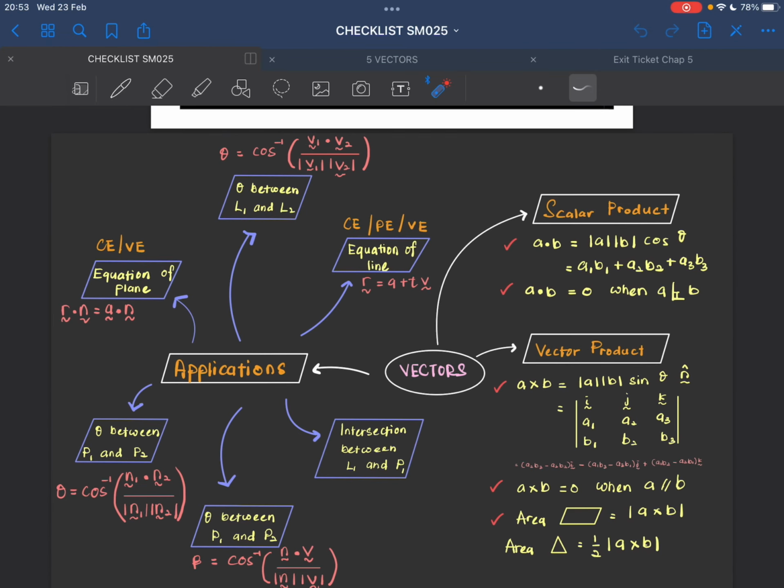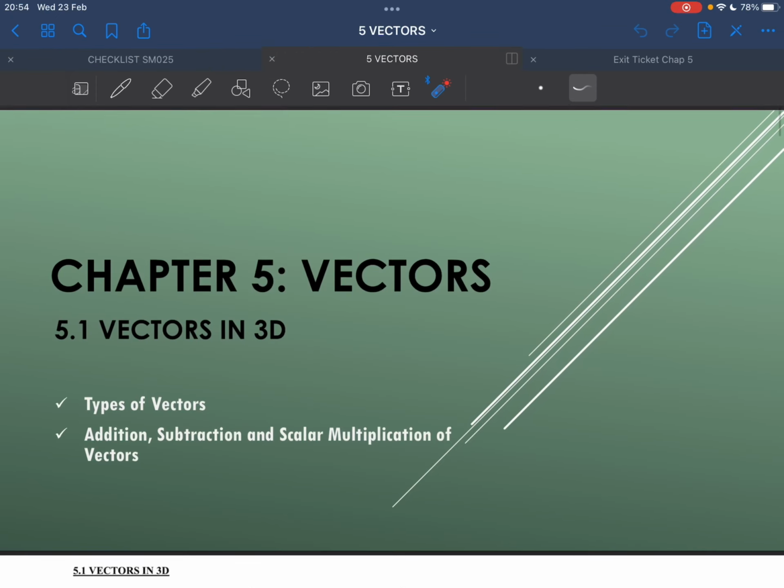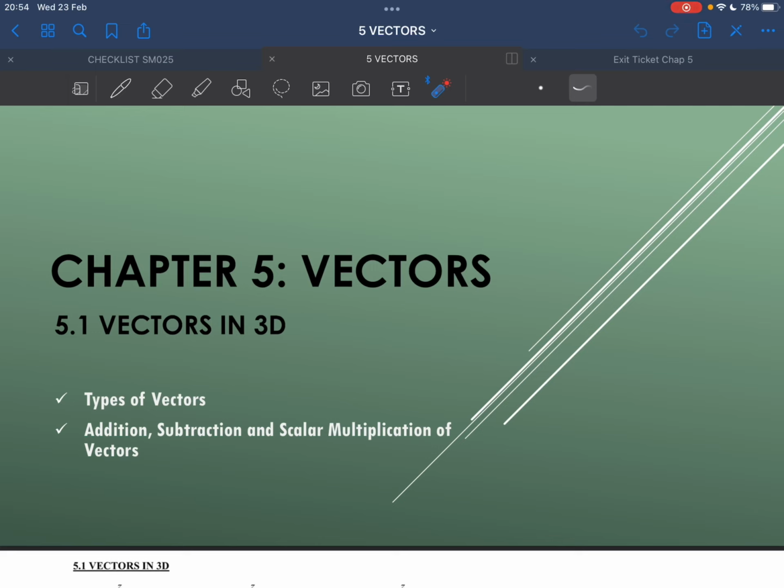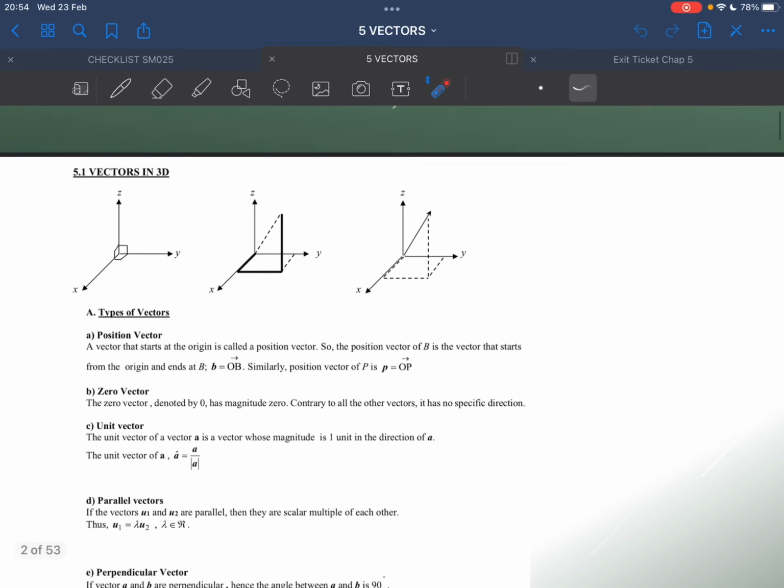Okay, so you're going to learn 5.1, which is very basic vectors in 3 dimension. And then we are going to see what is a scalar product, and vector product, and you are going to learn about application of vectors. As you can see from here, we have 6 different applications. Before that, let's start with the basics about vectors. So we are going to cover types of vectors and addition, subtraction, and scalar multiplication of vectors.